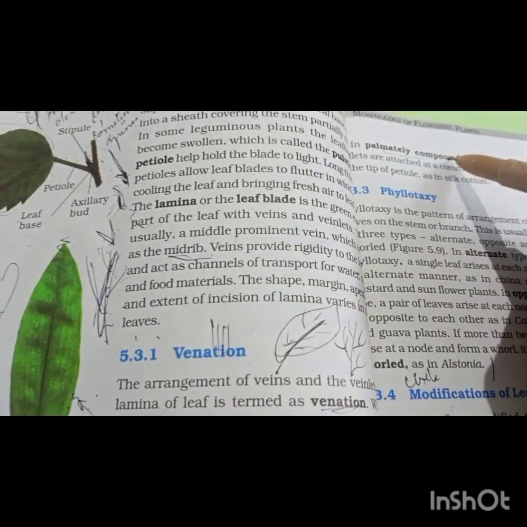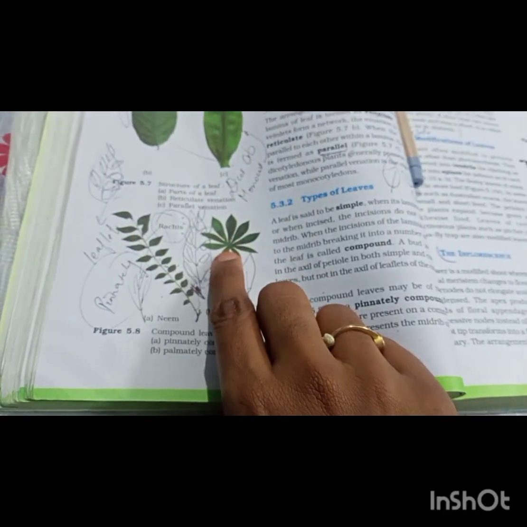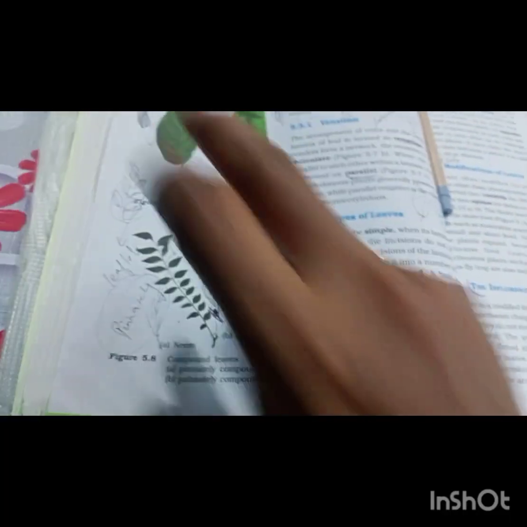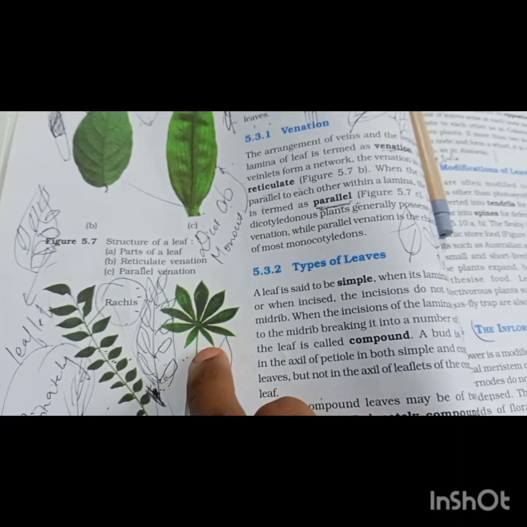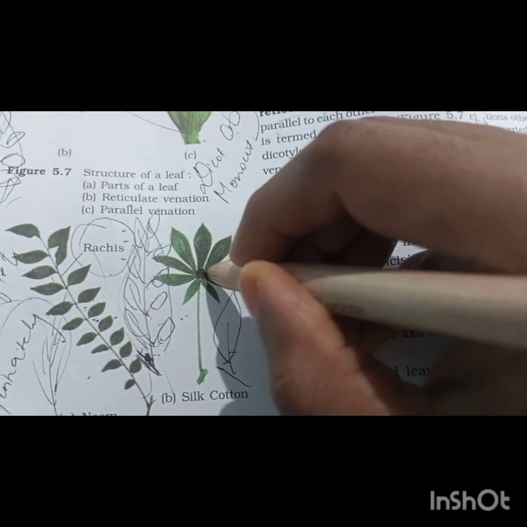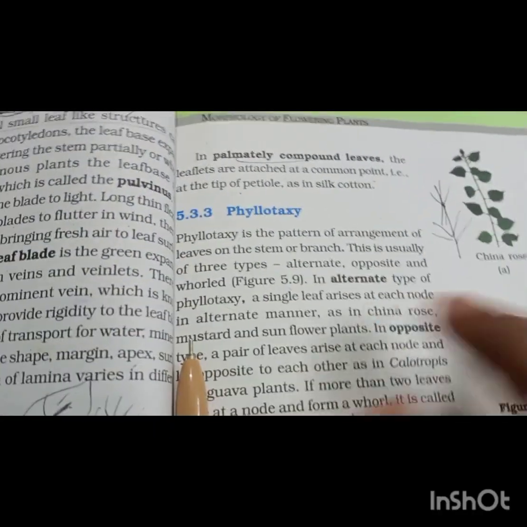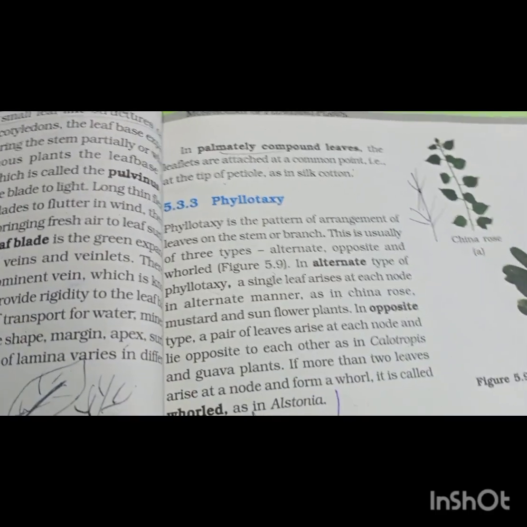So what is the next one? It is the palmately compound leaf. You know palm. It is our palm, right? And the leaf here is arranged like our palm. So this is known as a palmately compound leaf. Here all the leaflets are fixed to a single point and arranged like our palm. So this is palmately compound and this is pinnately compound leaf. An example is given here: silk cotton, and that is the neem tree.